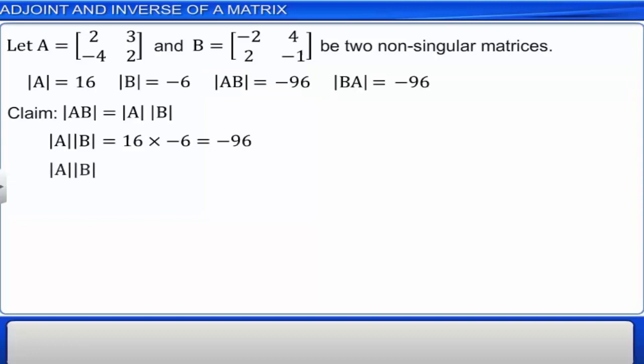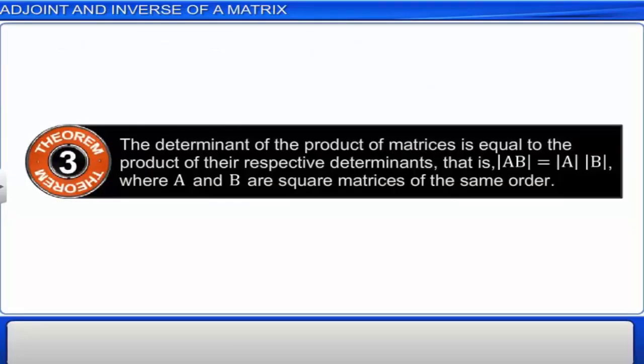This leads us to a theorem which states that the determinant of the product of matrices is equal to the product of their respective determinants. That is, determinant of A into B is equal to determinant of A into determinant of B, where A and B are square matrices of the same order.